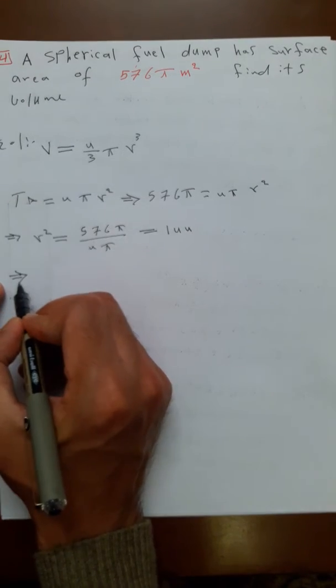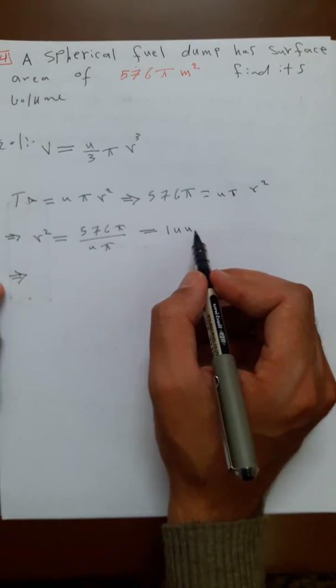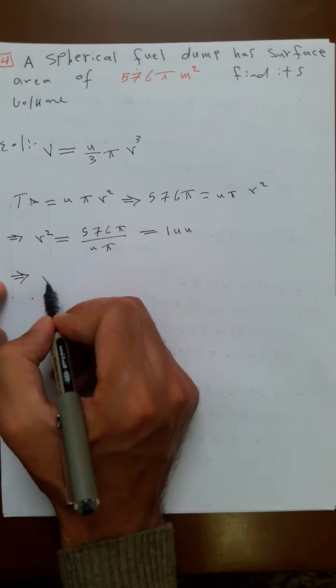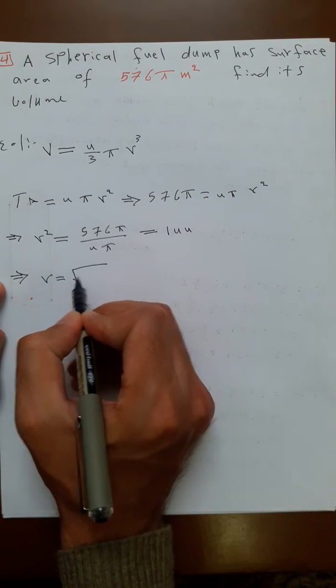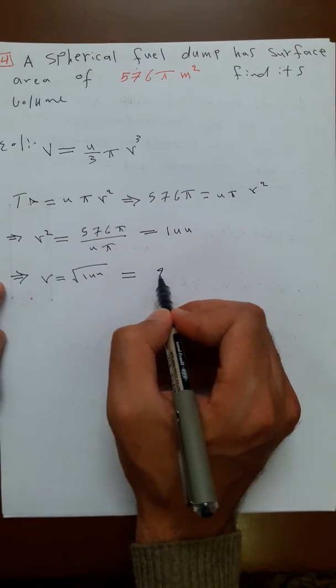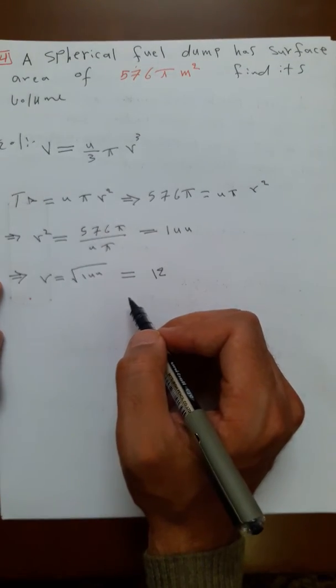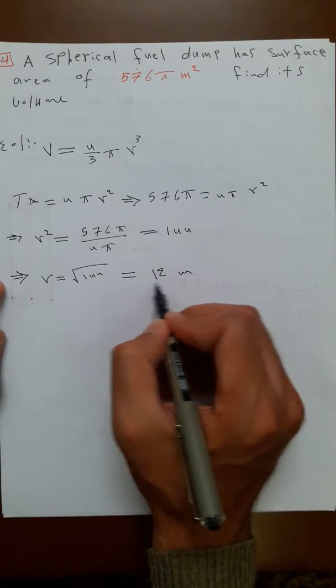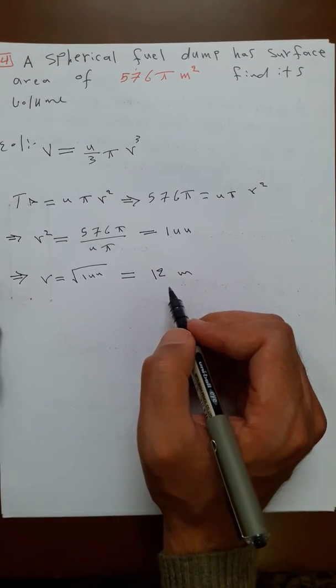I need r, so I take the square root. R is equal to the square root of 144, and this is equal to 12. So R is equal to 12 meter. This is the radius of the sphere.